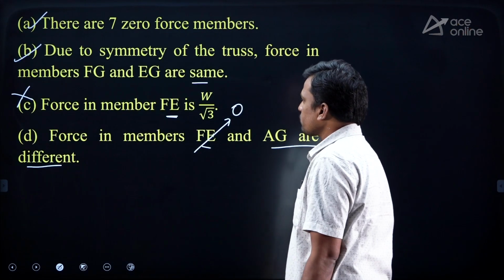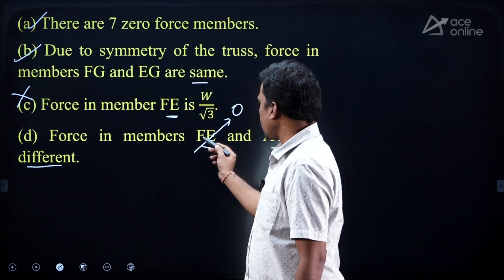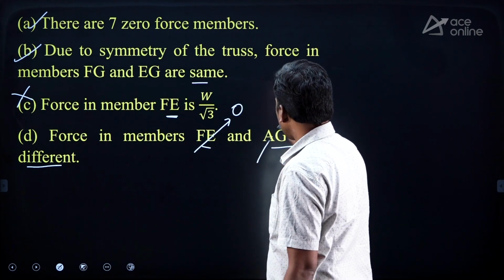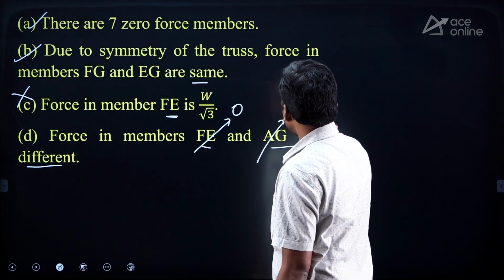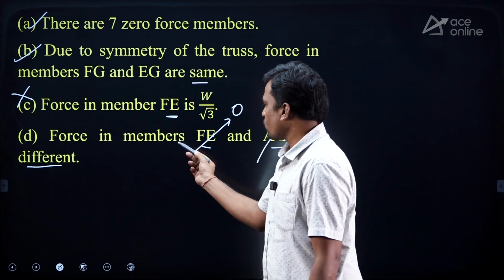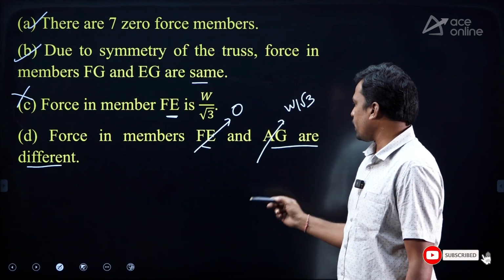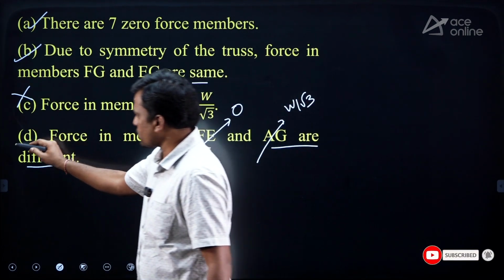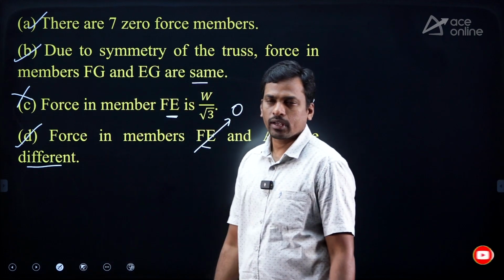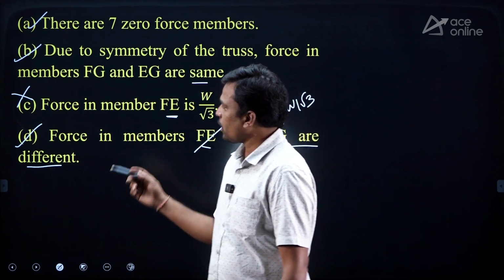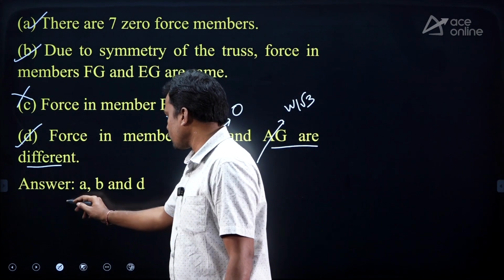So what are the options given? Force in member FE we got 0 and AG we got W by root 3. So what is given? Force in members FE and AG are different. Yes, it is different only, not same. Okay, then what is the answer? A, B, D are correct. This is the answer.